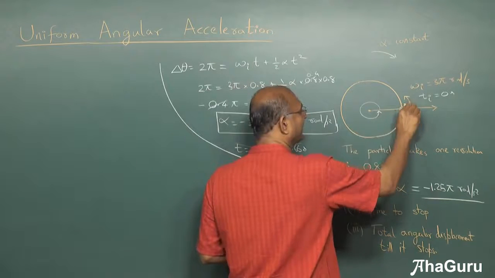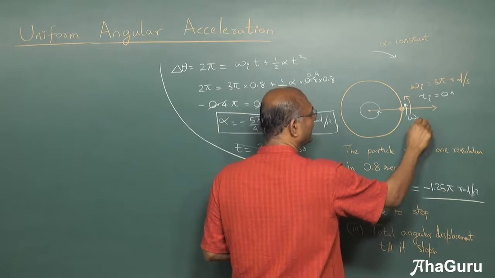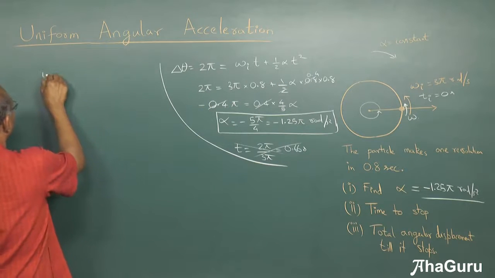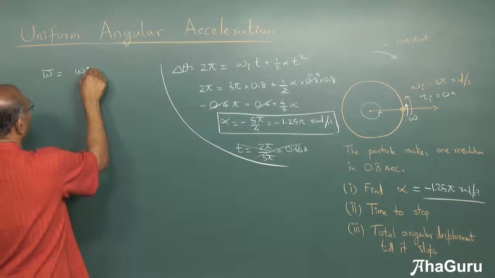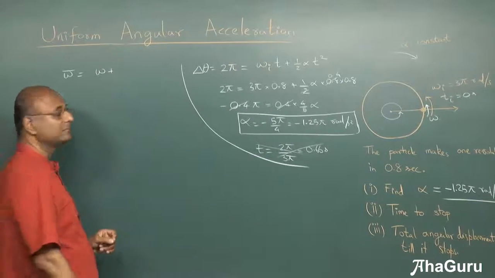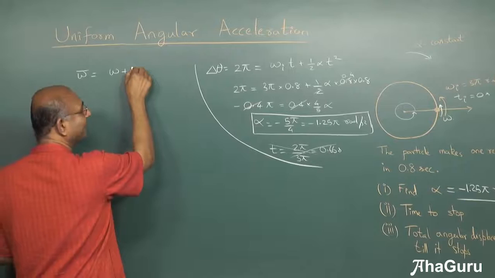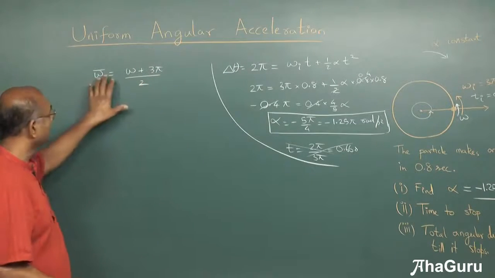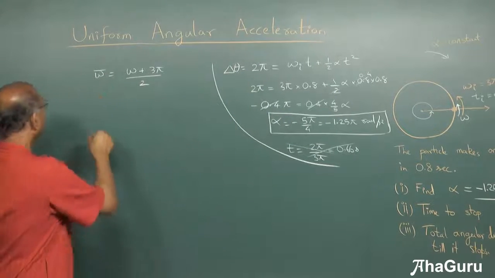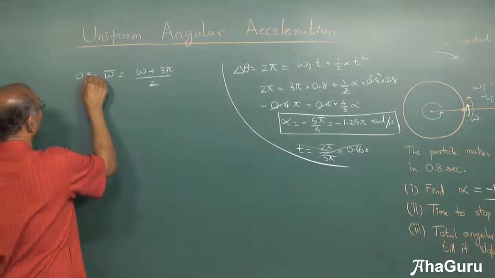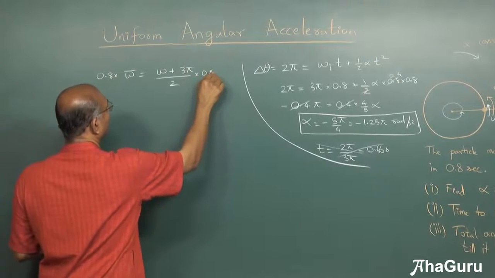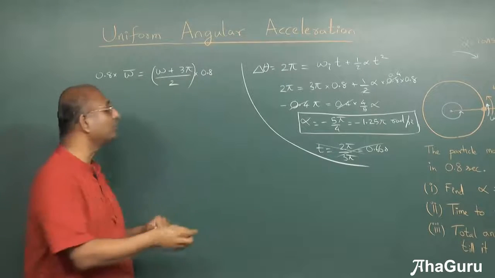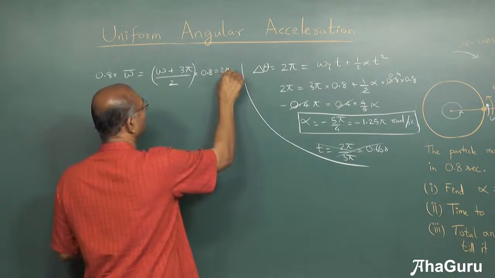If at this point when it reached, let me call that omega, okay. So if I write average omega as omega at that point plus omega initial, which is 3 pi, by 2. I can do that, right? Because it is uniform alpha, into the time interval of 0.8. What is this? Average angular velocity into 0.8 must be the angular displacement, which is 2 pi. This must be equal to 2 pi.